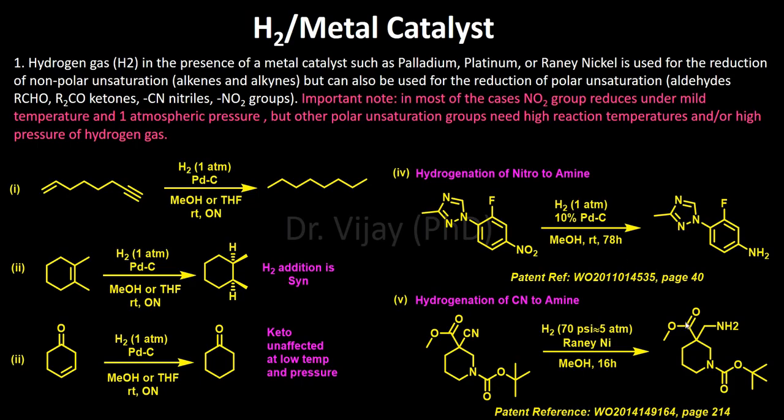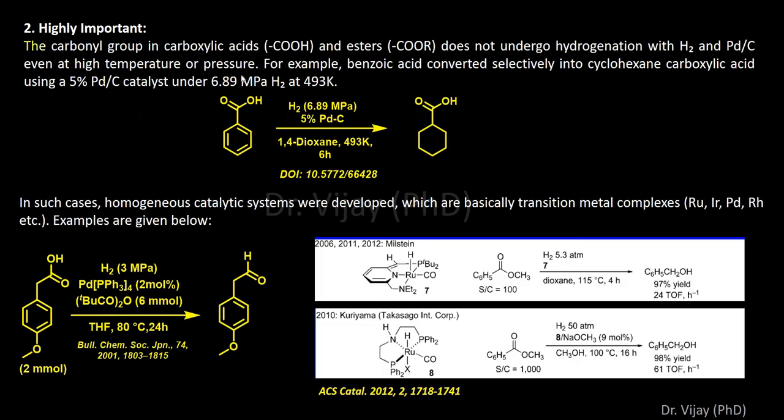Highly important, the carbonyl group in carboxylic acids, COOH, and esters, COOR, does not undergo hydrogenation with H2 and Pd/C even at high temperature or pressure. For example, benzoic acid is converted selectively into cyclohexane carboxylic acid using a 5% Pd/C catalyst under 6.89 MPa H2 at 493 K. In such cases, homogeneous catalytic systems were developed, which are basically transition metal complexes, Ru, Ir, Pd, Rh, etc.